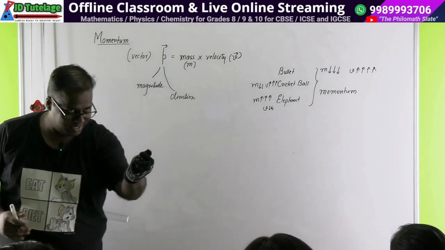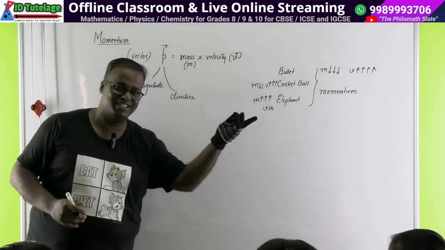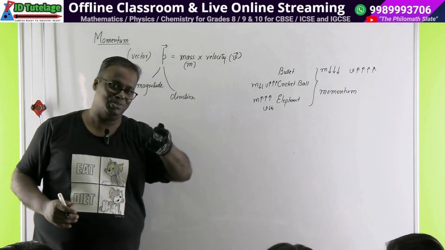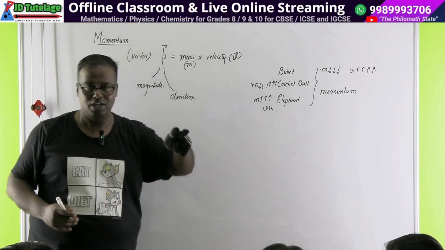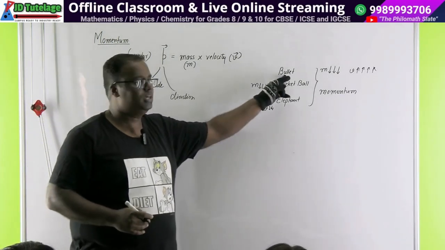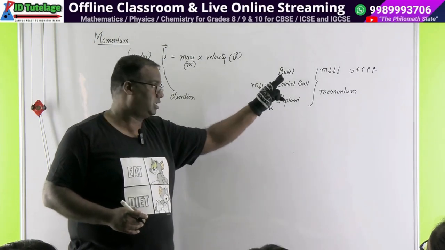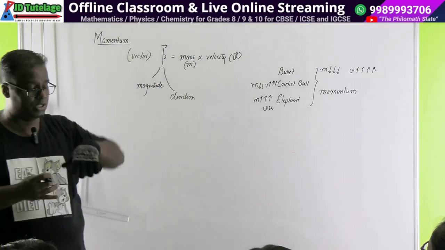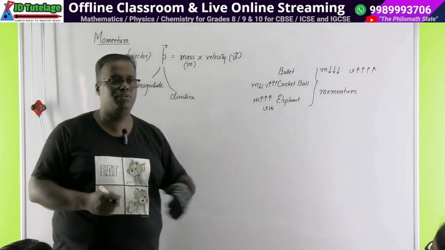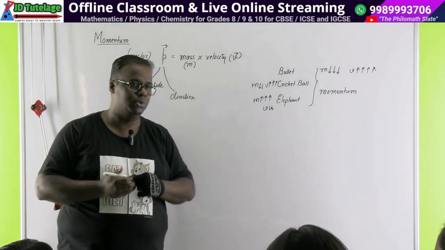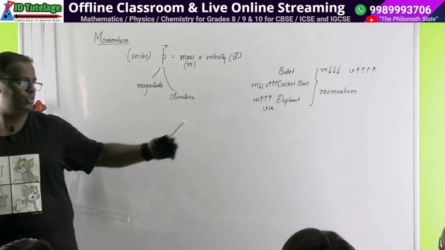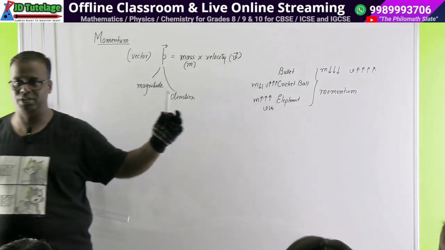6 into 1 is 6, 1 into 6 is 6, 3 into 2 is 6, 2 into 3 is 6. Factors are different. So out here what we see, a bullet has huge momentum. A cricket ball also has considerable momentum. Zor se laga to fracture ho jata hai. Or an elephant, I need not tell you what an elephant can do. What comes to your mind when you think about all these things? We have learnt about momentum.